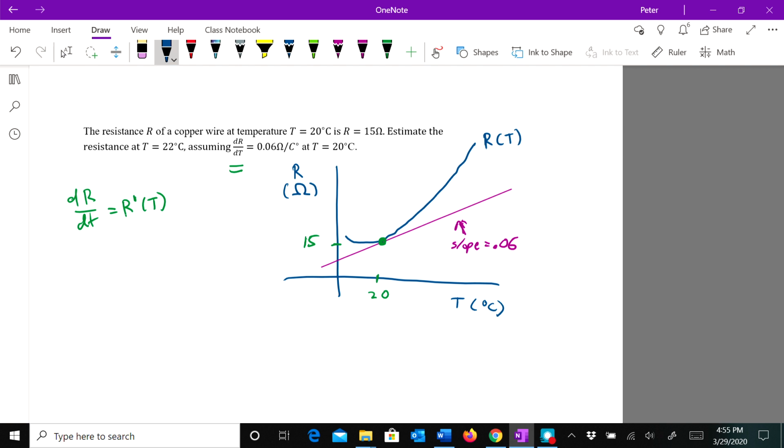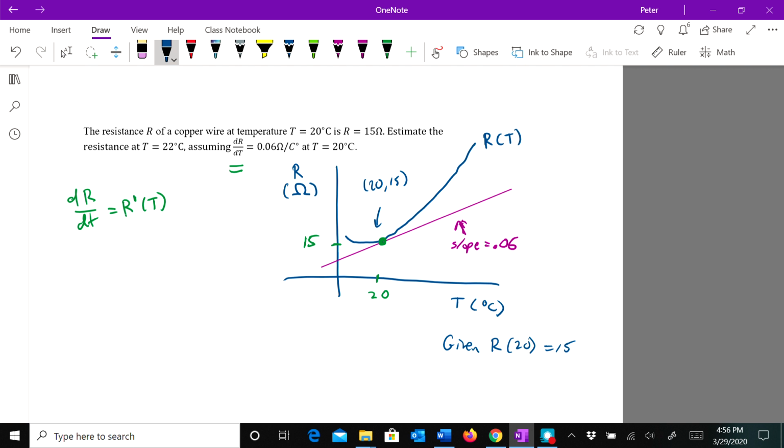Read the problem carefully. The resistance R of a copper wire at temperature T equals 20 degrees C is R equals 15 ohms. So what that means is that if R is a function of T, then R must be on the vertical axis and T must be on the horizontal axis. And what they're telling us is that at a value of T equals 20, right there, R has a value of 15. So essentially, the information that they're giving us is R of 20 equals 15. Or put another way, that the point 20, 15 appears on the graph of R of t.